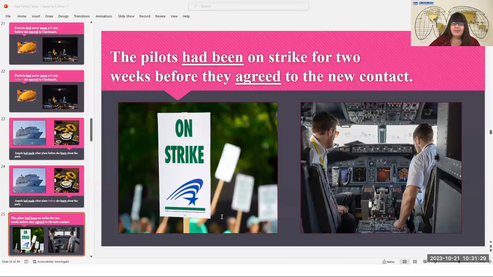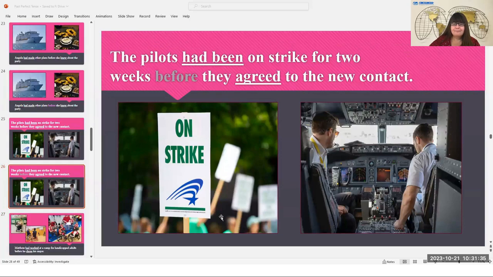The pilots had been on strike for 2 weeks before they agreed to the new contract. So the pilots are on strike, they're outside, they have the signs, they're not working, they're not flying the airplanes. And then they agreed to a new contract and they went back to work. So the pilots had been on strike for 2 weeks before they agreed to the new contract.